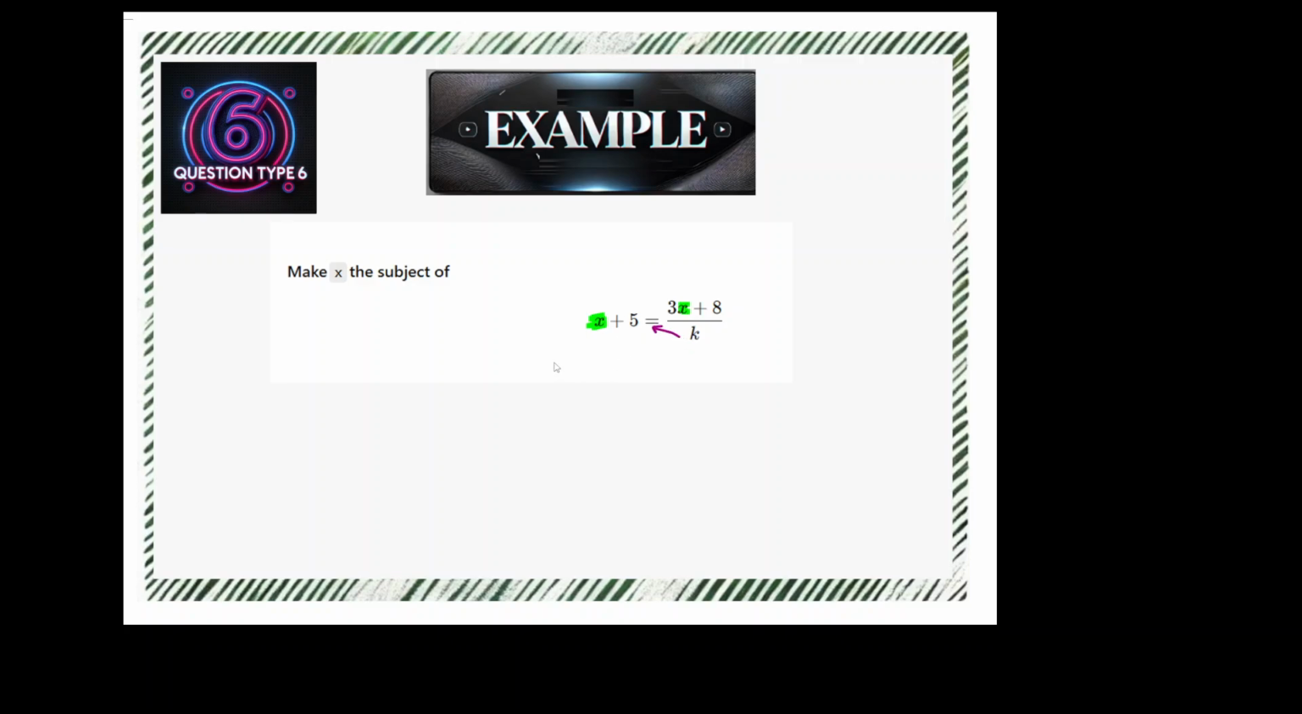Move the k to this side. So k bracket x add 5 is equal to 3x add 8. So I've got one x here, I've got the other x here. Now, obviously the next thing you can do is multiply out the brackets. k times x is kx and k times 5 is 5k, is equal to 3x add 8.